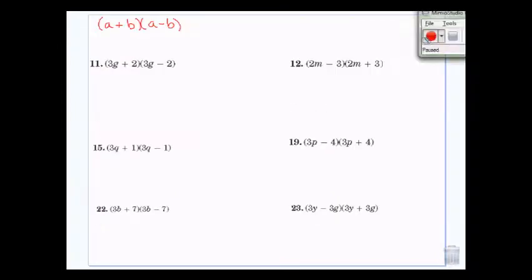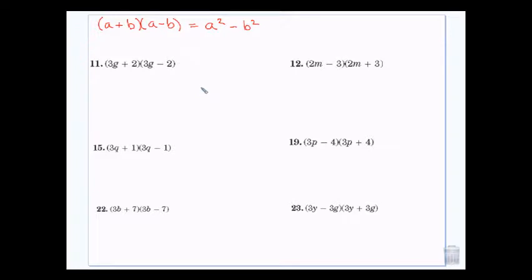This is called a difference of squares. That's what this is known as. Well, it's not a difference of squares until we multiply it out, sorry. When you multiply this out, if you FOIL it, you'll get a squared, and you'll get plus ab and minus ab. Well, those cancel each other out. So the pattern is you get the first squared minus the second squared.